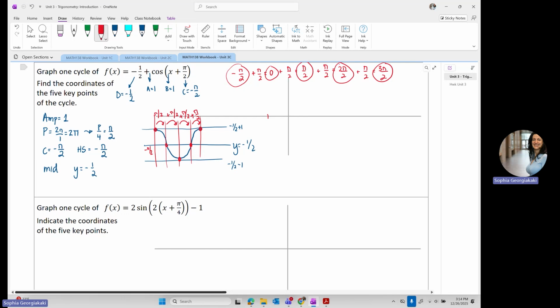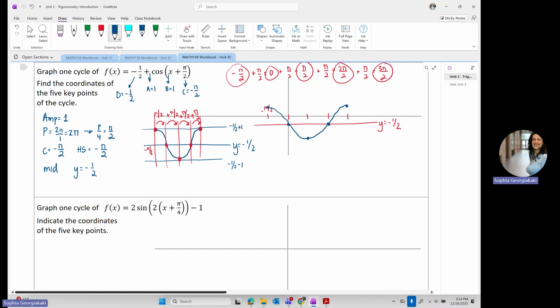I started at negative pi over 2, 0, pi over 2, 2 pi halves, 3 pi halves. My midline is y equal to negative 1/2. And I'm starting here at the top. Then I go to the midline, then I go to the bottom, then I go to the midline, then I go to the top. And this is my 1 cycle.